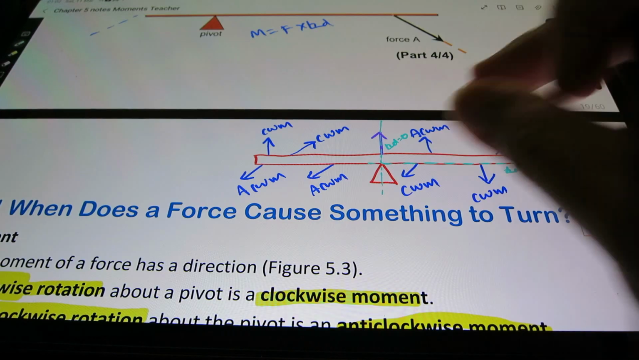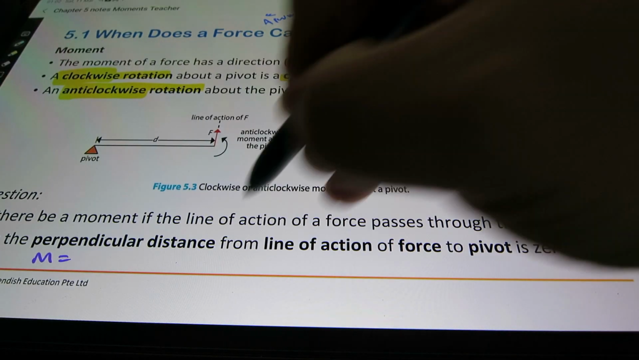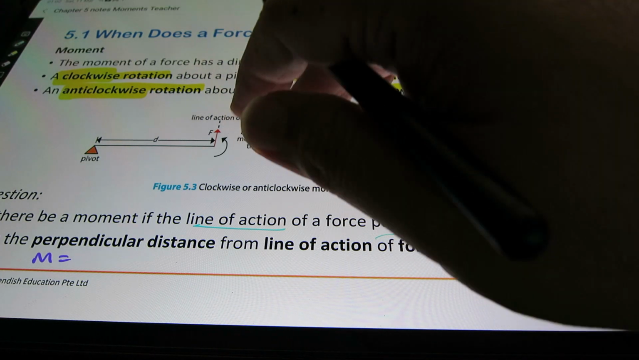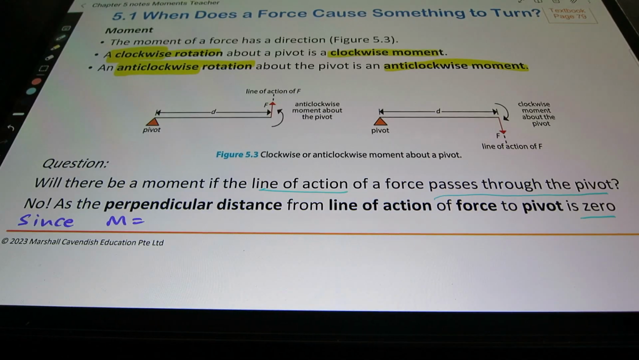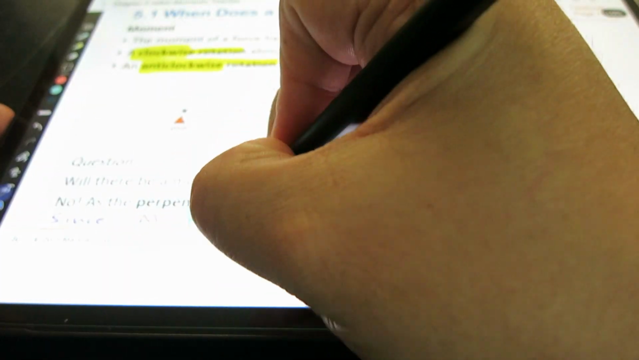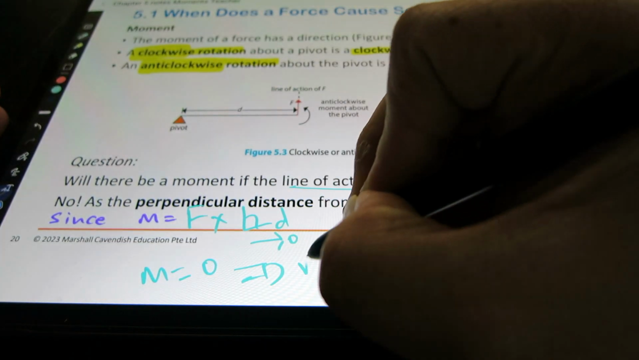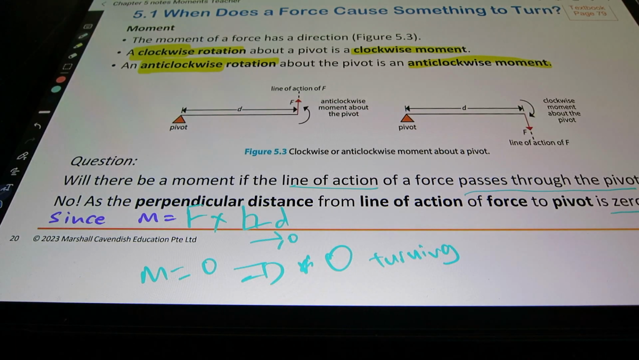Alright, so whenever the line of action of the force passes through the pivot or coincides with the pivot, then the perpendicular distance is 0. And because the perpendicular distance is 0 and your moment's formula is given by force times perpendicular distance, and this fella is 0, that means my moment is also 0. So because my moment is 0, therefore I have 0 turning effect. It doesn't turn. The object doesn't feel the need to turn because of the force.